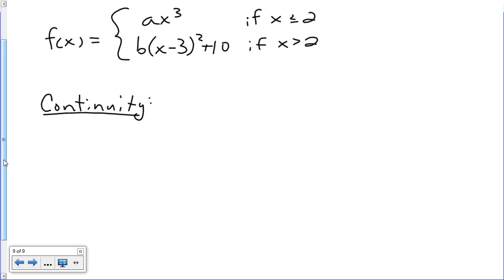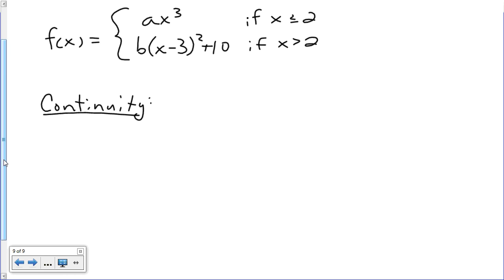So the function is going to exist. It's the second part of the definition of continuity that we had to worry about. And the second part of the definition of continuity said that the limit as x goes to 2 has to exist. And so the only way that limit exists is if the limit from the left side of x equals 2 is equal to the limit as x goes to 2 from the right side.